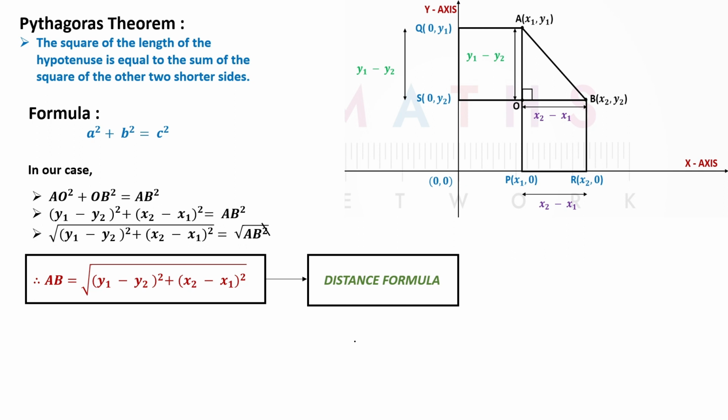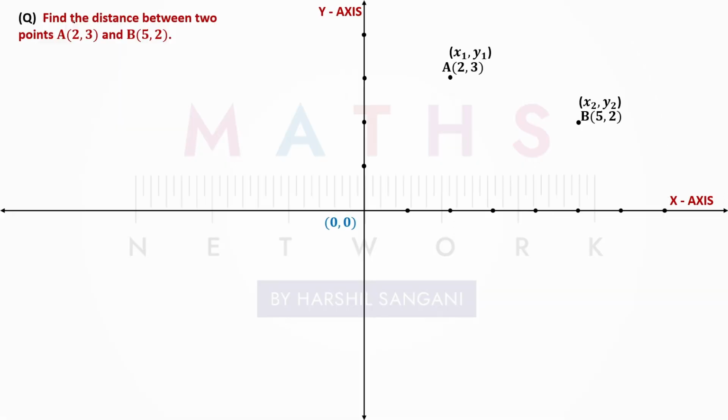Now guys, we shall solve a practice sum on it. Our question is, find the distance between 2 points A whose coordinates are 2, 3 and B whose coordinates are 5, 2. So here we have our point A and point B. Now let's say the coordinates of point A are x1, y1 and the coordinates of point B are x2, y2, so that it will be easier for us. Now we drop a perpendicular from point A onto the x-axis and then a horizontal line onto the y-axis. Now we do the same for B, drop a perpendicular on the x-axis and a horizontal line onto the y-axis.